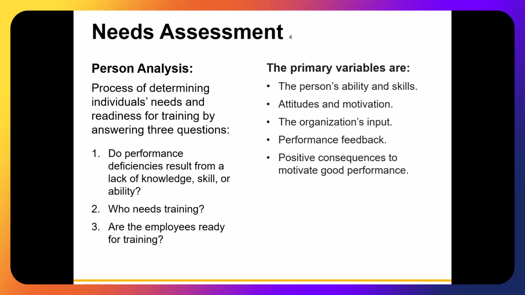The primary variables are the people's ability and skills, attitudes, motivation, the organization's input, performance feedback, and positive consequences to motivate good performance. So when people get involved in this process, HR is going to be involved from the very beginning, before it starts in the planning, and through the middle and the end, because they want to find out what's successful or not. And a lot is factored in just by people, their abilities and their attitudes.